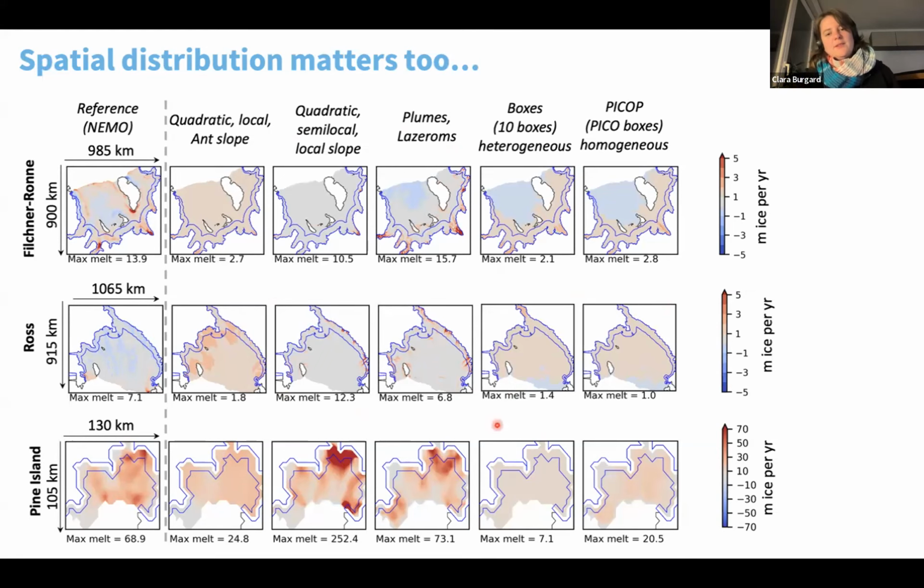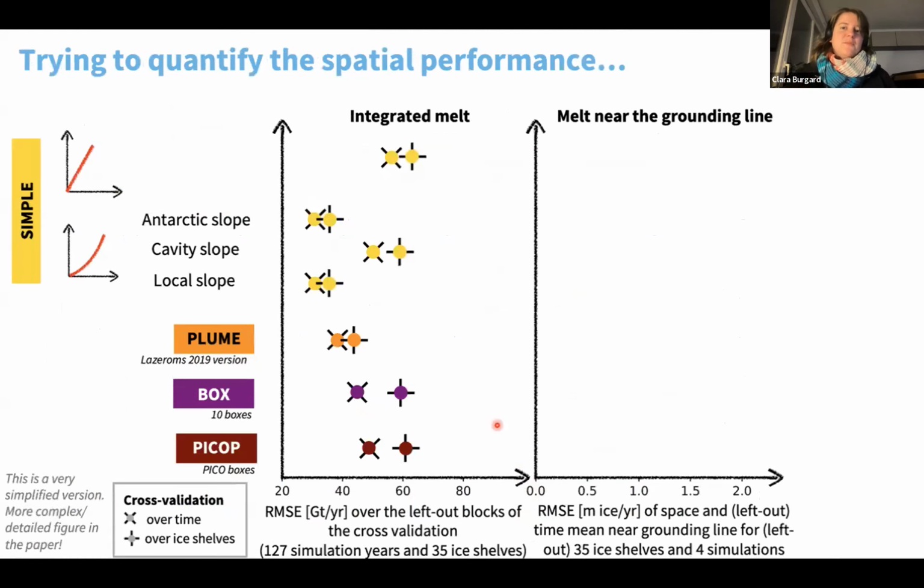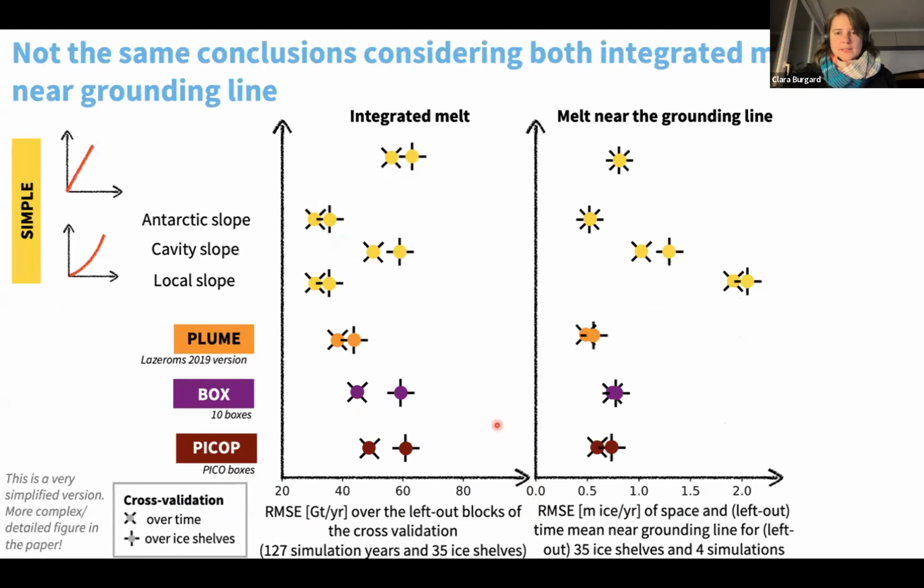We also wanted to have a quantification. So we looked at the metric, which is the mean melt near the grounding line, and again we look at the root mean squared error. And these are the results. We can see that the constant Antarctic slope, quadratic, and the plume again have low RMSE, but then, for example, the quadratic with the local slope has very high RMSE. This is because it really overestimates the melt there.